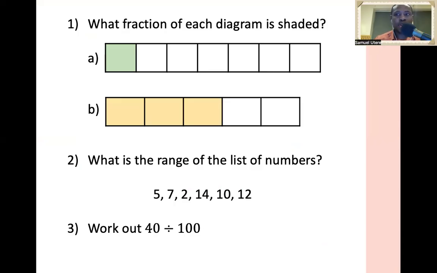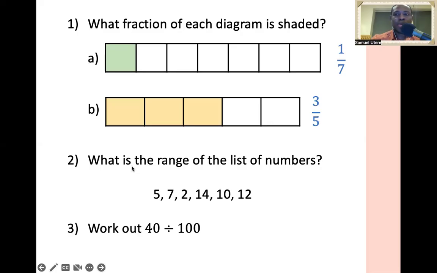Assuming you've paused the video and you've answered the retrieval practice questions, here are the answers. Let's discuss them. For question 1, you were asked to write the fraction of the diagram that is shaded. So here you can see that we have 7 parts and one part is shaded, so this is 1/7. Here we have 5 equal parts. 3 parts are shaded, so this is 3/5.